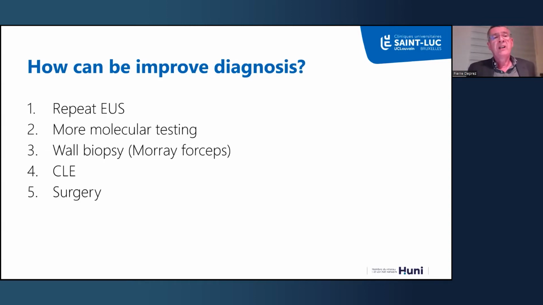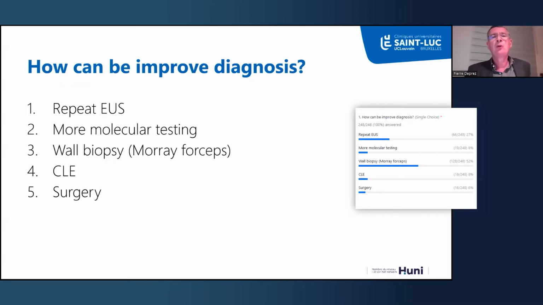So we are still slightly in doubt on the diagnosis. How could we improve the diagnosis? Should we repeat EUS after a couple of weeks or months? Should we do more molecular testing? Because we know that now with NGS, we have better testing with GNAS and other tests. We could go for more forceps or wall biopsy or a confocal laser endomicroscopy, or we could send the patient for surgery. So what would be your option in such a case? You see a lady, 35, recurrent pancreatitis.